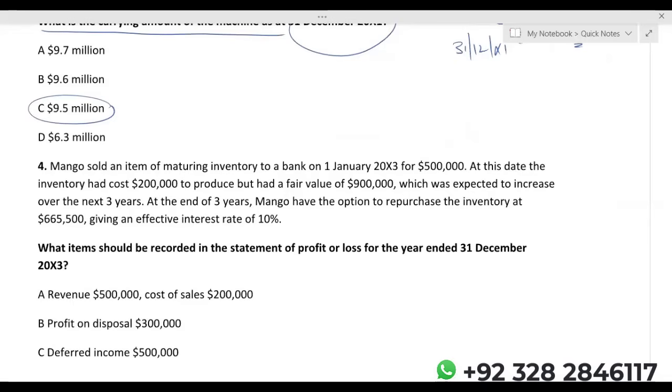Okay. Now let's go ahead. What items should be recorded in the statement of profit or loss for the year ended December X3? What items should be recorded in the statement of P&L? Let's see. Mango sold an item of maturing inventory to a bank on 1st January X3 for $500,000. At this date, the inventory had a cost of 2 lakh to produce, but had a fair value of 900,000.